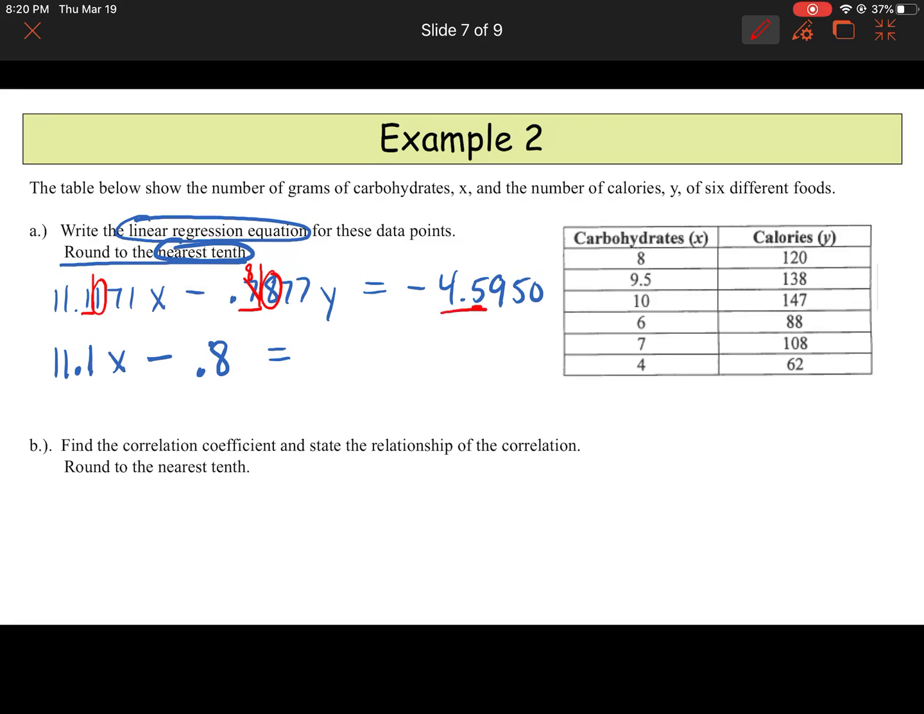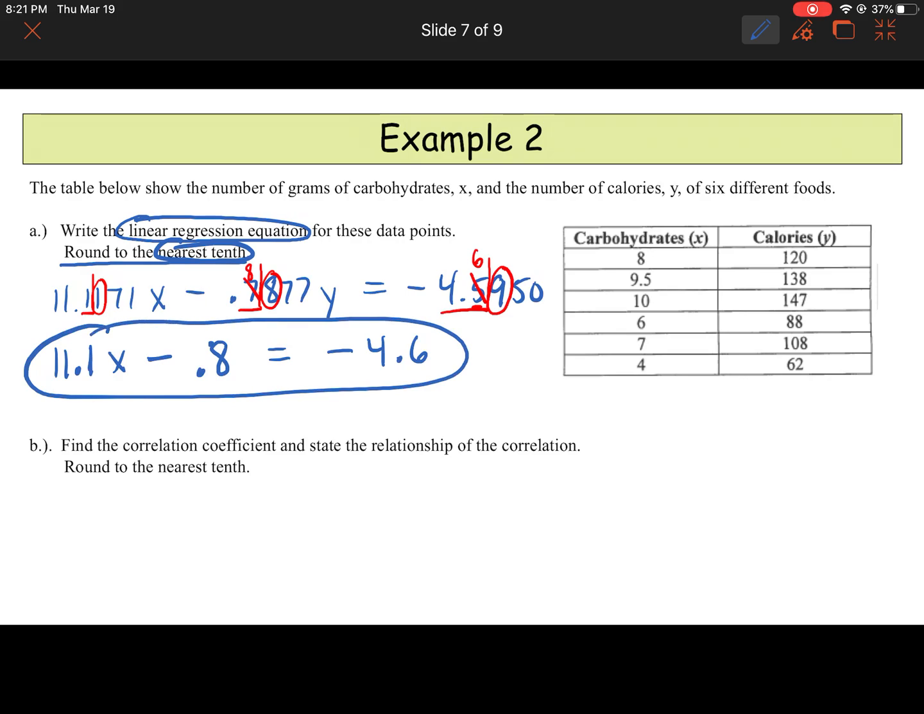here's the first place value after the decimal, the 5. Does the 9 round the 5? 5 or above, give it a shove. Well, 9 is bigger than 5, so we give this a shove to a 6. There's your equation, ladies and gentlemen, your linear regression equation. Oh, I forgot my y here.